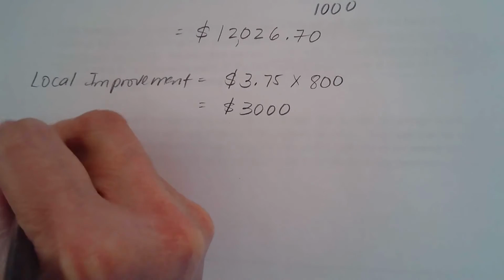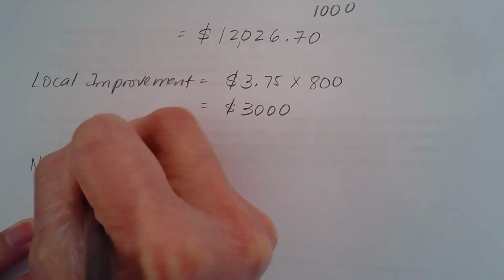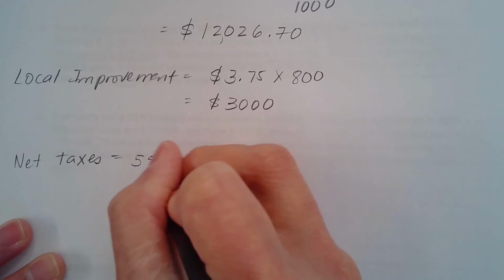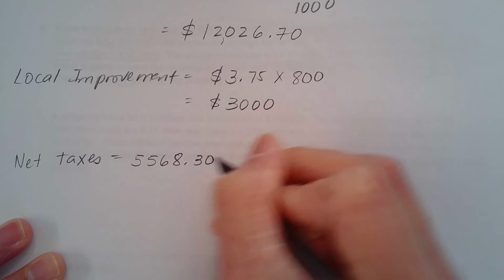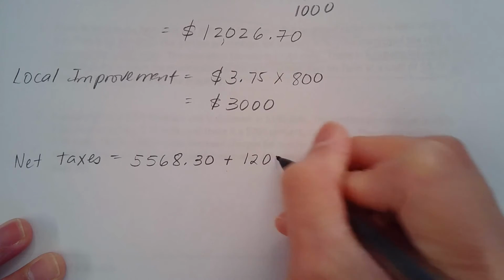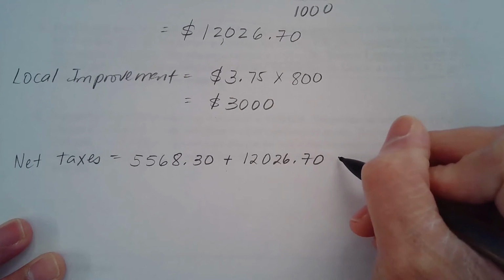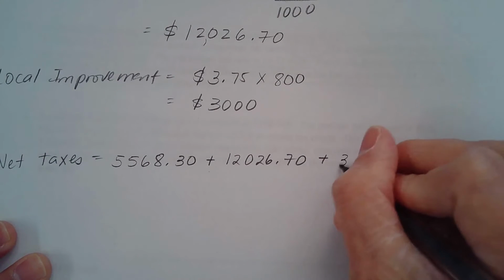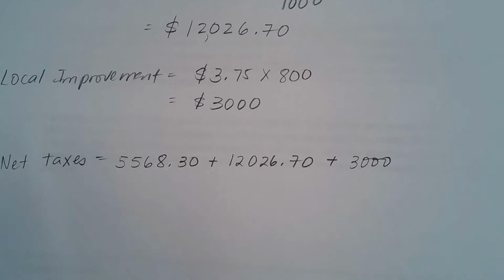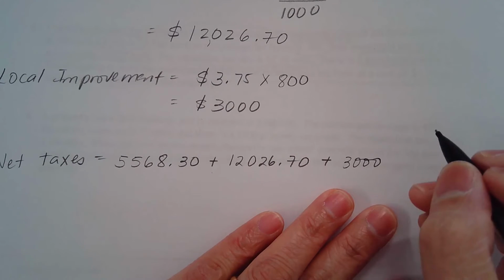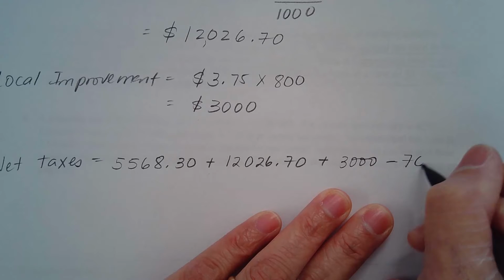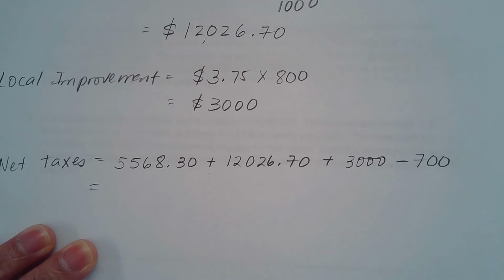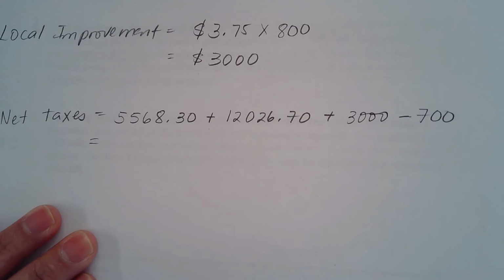Net taxes. The municipal tax is $5,568.30, plus the education tax of $12,026.70, plus there's a local improvement: the oil on the road is $3,000. Now the tax credit. What do we do with the tax credit? Subtract it. We don't calculate it; we just subtract it at the end. So let's try that.